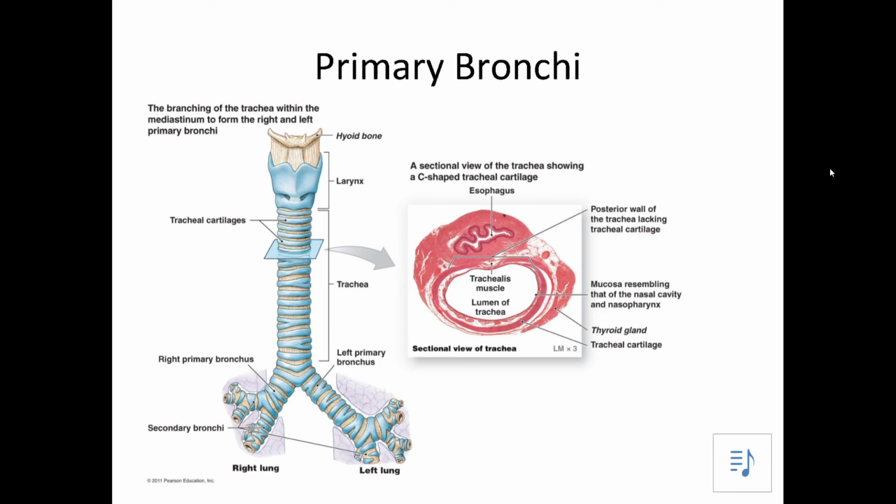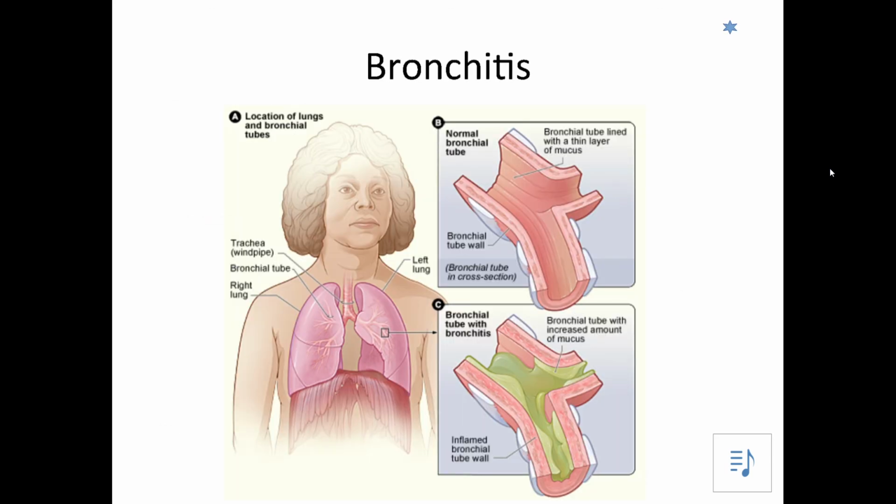Now, bronchi should sound familiar to you, at the very least from bronchitis. Bronchitis is the inflammation of the bronchi, where the walls become inflamed and thickened, and mucus builds up in those bronchi, making it difficult for air to pass through them.